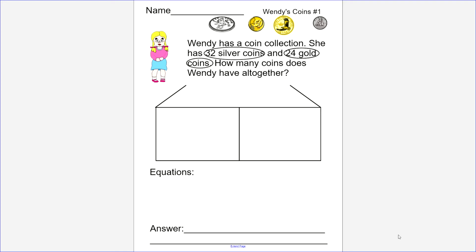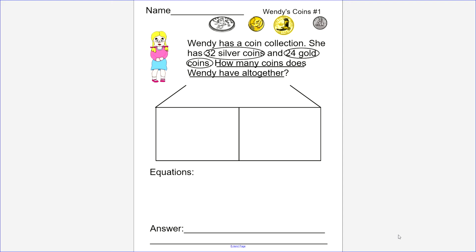Now, what is the question that this story problem's asking? Let's read it again and think, what question are we trying to solve? Wendy has a coin collection. She has 32 silver coins and 24 gold coins. How many coins does Wendy have altogether? What is the question the story problem's asking? You're right. This story problem is asking how many coins does Wendy have altogether?